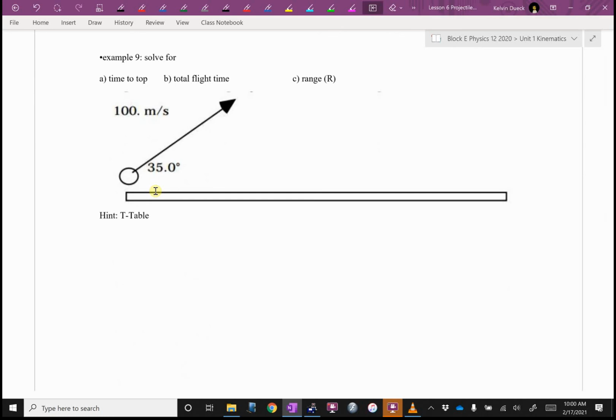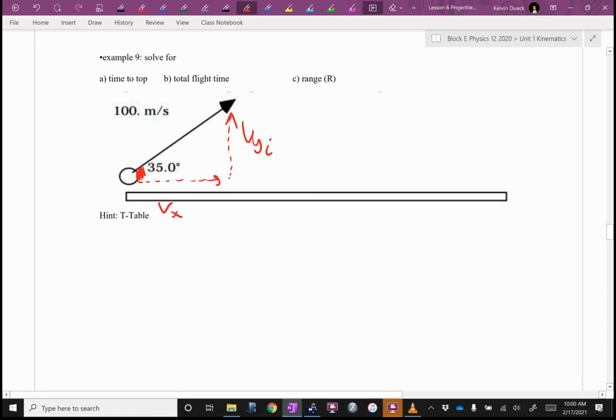It says find the time to top, find the total flight time, find the range, and so on. T-table. But first, components. Here's Vx. Here's Vy initial. How come I put an initial on the Vy, but I didn't bother putting an initial on the Vx? Vx is constant, and I'm trying to reinforce that even subconsciously any way that I can. I don't want to make a silly mistake.